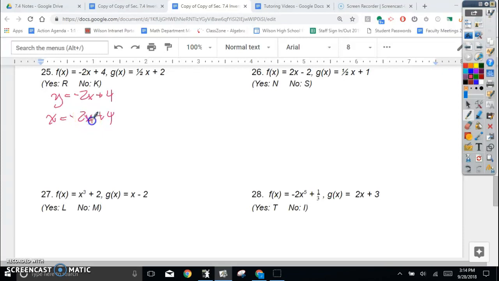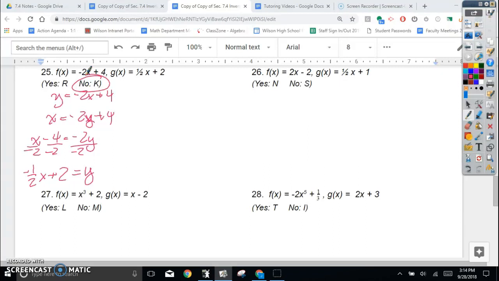So I switch the x's and the y's. I do x minus 4 equals negative 2y. Divide everything by negative 2. So this is negative a half x plus 2 equals y. That does not match, so no. So we're going to write down K, and we're going to keep K.